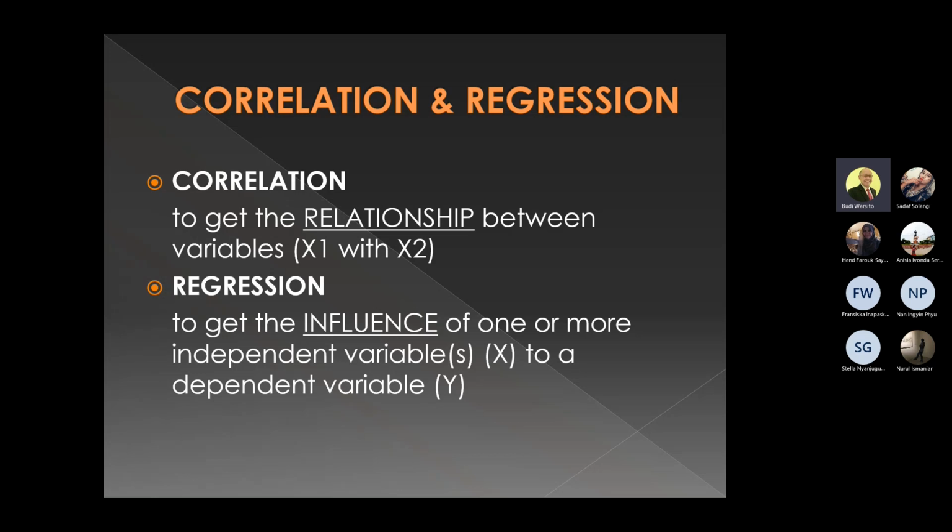So in regression, we want to know about the influence from one or more independent variables to one dependent variable. But in correlation, we want to know the relationship between two variables. In this opportunity, we will only study about correlation. Okay.